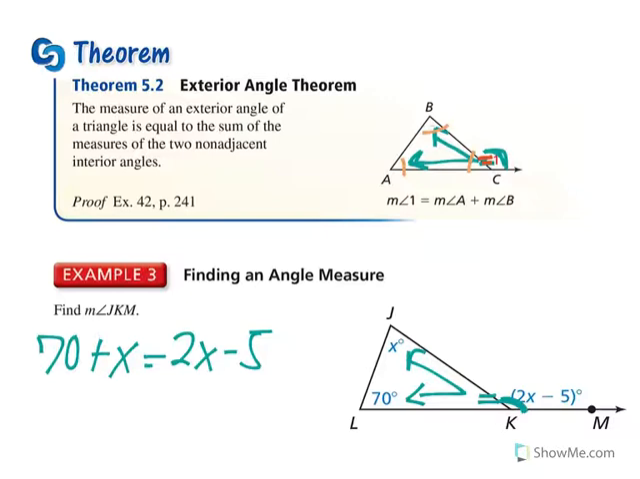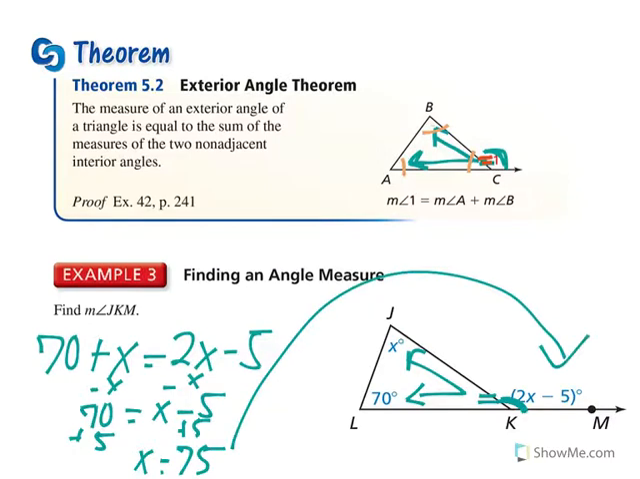So if I solve, I'm going to go ahead and move my x to the right so it stays positive. Then I need to get my x by itself, so I'm going to add 5. So I get x is equal to 75. Then I have to substitute it back in order to actually find the measure of JKM. So when I substitute, I have 2 times 75 minus 5. 2 times 75 is going to give me 150, minus 5 gives me 145. So that would be my answer.